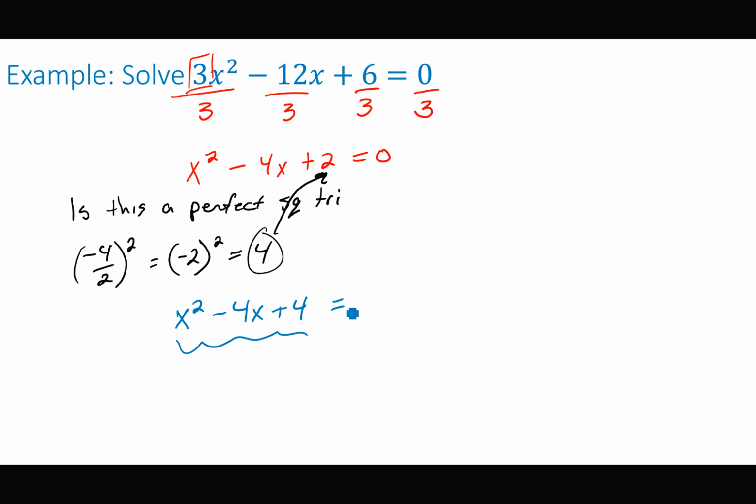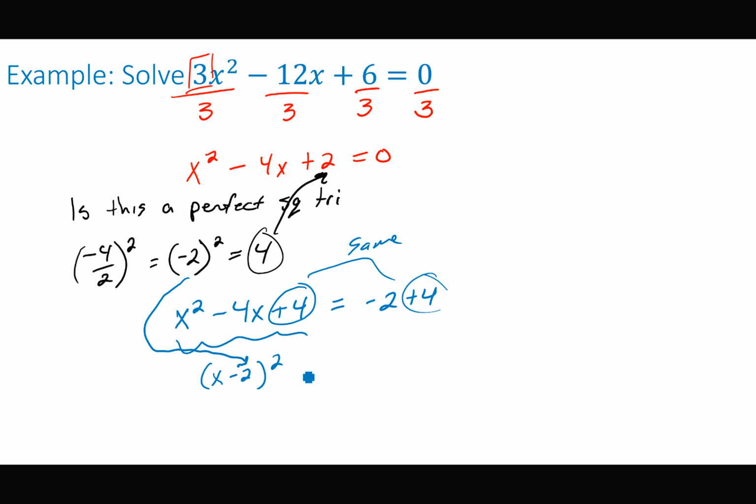Move the 2 to the other side, so it becomes negative 2. But I have to add 4 again. Because I added 4 here on the left, I have to add 4 on the right. Those are the ones that are the same. X squared minus 4x plus 4, I can write as a perfect square trinomial, which is going to be x minus 2, squared. Again, that negative 2 comes right down. Equals 2.